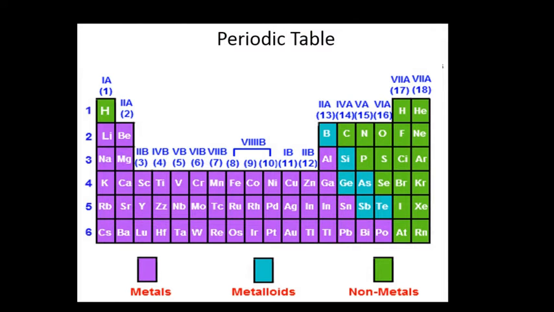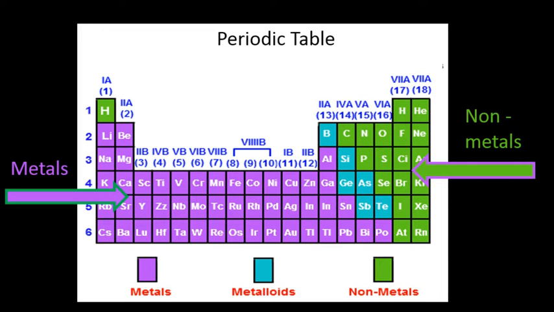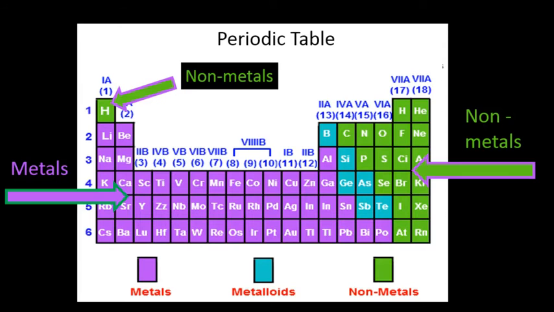Before we go further, let's take a look at the periodic table and how it's divided up into metals and nonmetals. On the left we see all of the metals of the periodic table color-coded in purple. On the right are the nonmetals color-coded in green. Notice that we have hydrogen over on the left that is also a nonmetal.